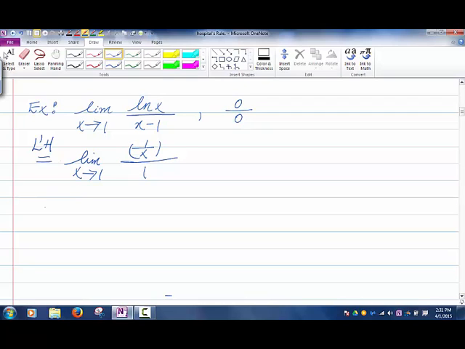So what do I get? If I do some algebra, I get 1 over x. And what's that limit? 1 over 1. And I am done, right? So the limit as x goes to 1 of ln of x over x minus 1 is 1. Right? Very convenient to have the L'Hopital's rule.